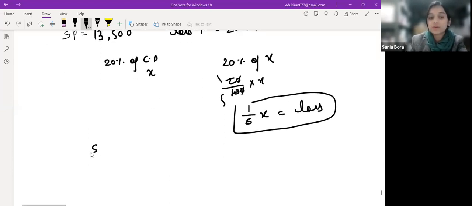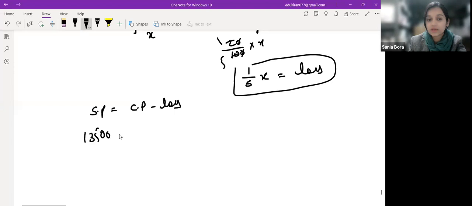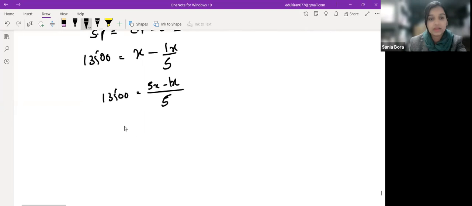Now, what is SP basically? From CP, if you subtract loss, you get your SP, right? So, SP was already given to you, which is 13,500. CP, you took it as X. And what was the loss? 1 upon 5 X, like this, right? So, first, you can solve it here. 5X minus X is 4X, right? So, 13,500 equals 4X by 5. This 5 will go to this side. So when you multiply it, what do you get? Tell me.